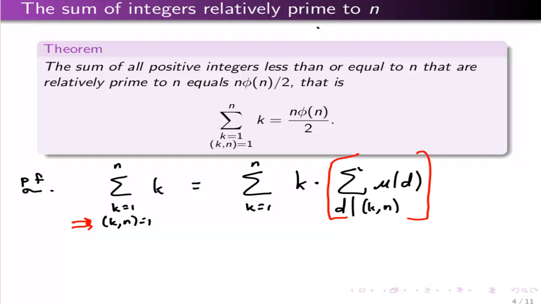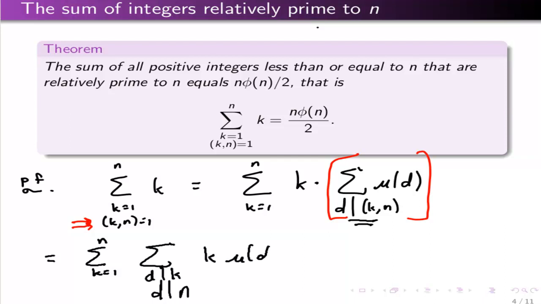Then we do what mathematicians always like to do. We switch the order of summation. And before I do that, let's recall. So we have sigma k equals 1 to n, sigma d divides k, d divides n. So let's recall that this condition right here is equivalent to saying d is a divisor of both k and n. And then the terms we're summing up are k times mu of d.